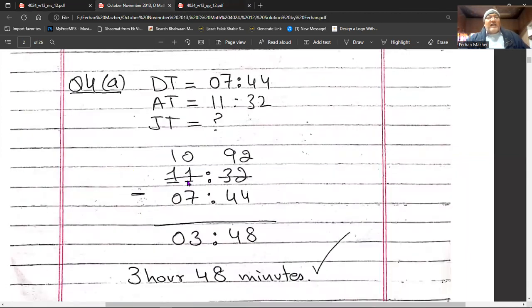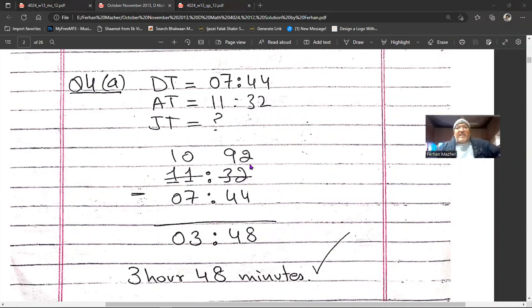Okay. So 11:32 minus 7:44. From 32, I cannot subtract 44 minutes. So I will borrow 1 hour, and here 60 minutes will be added. So 32 plus 60, that will be 92. From 92, I will subtract 44. So that will be 48. Here 10 are left. 10 minus 7, that will be 3. So 3 hours and 48 minutes.